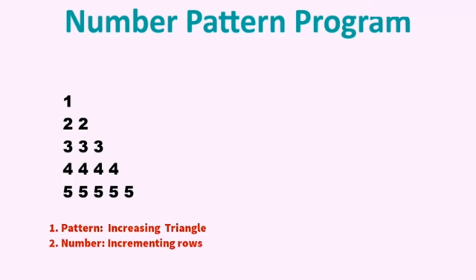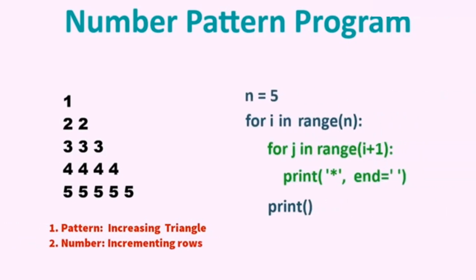Let's take a closer look at this pattern. Again, to solve this, we break it into two parts, pattern and numbers. You know this is an incrementing triangle pattern, so you can immediately recall the code which displays an incrementing triangle pattern with star. Incrementing triangle has an outer range function till n and an inner range function till i plus 1. Now that we have the pattern sorted, we will focus on the number.